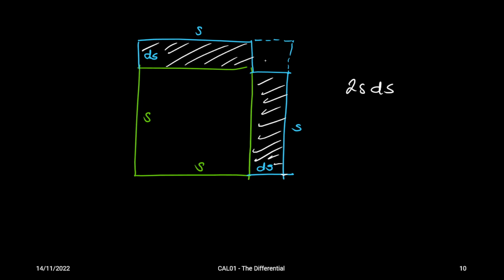Then this missing part, when we include it, gives us our true change. This is ds squared, ds by ds. This very small portion is the plus ds squared. So, this is the approximate, and this is the entire true change. So, that's it.